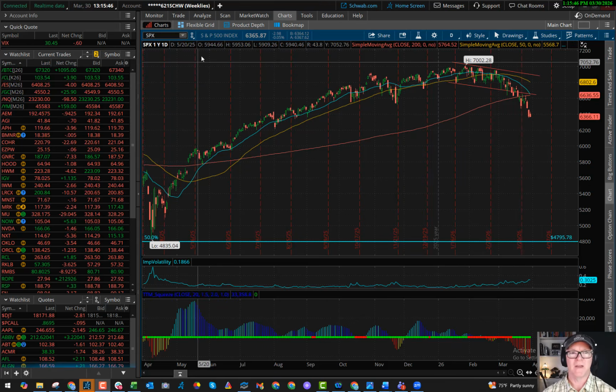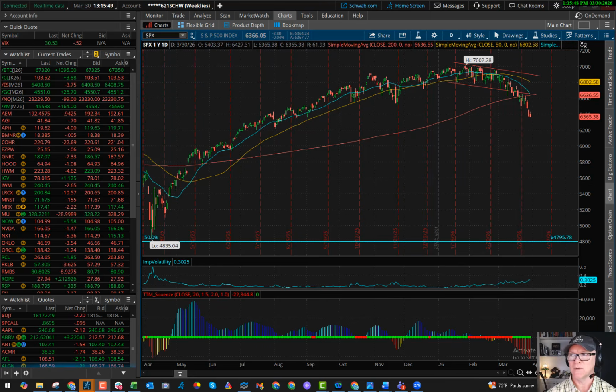Let's jump right in. We've got the S&P up on the screen here. This is what the trade is, and we'll look at SPX. As you can tell here, we've been talking about the SPX since the beginning of the year. This dotted line right there is the start of the year.